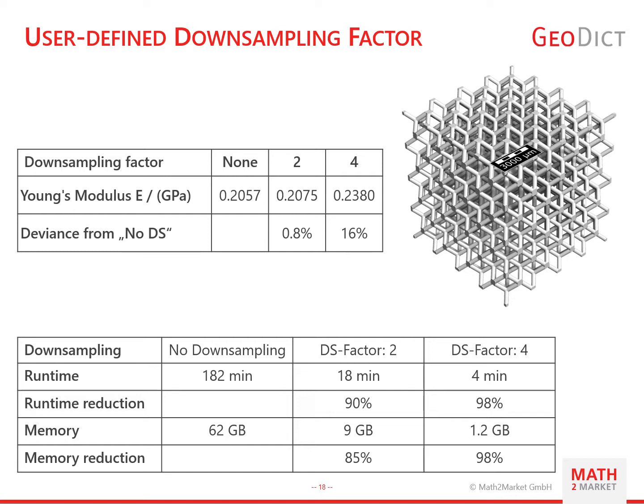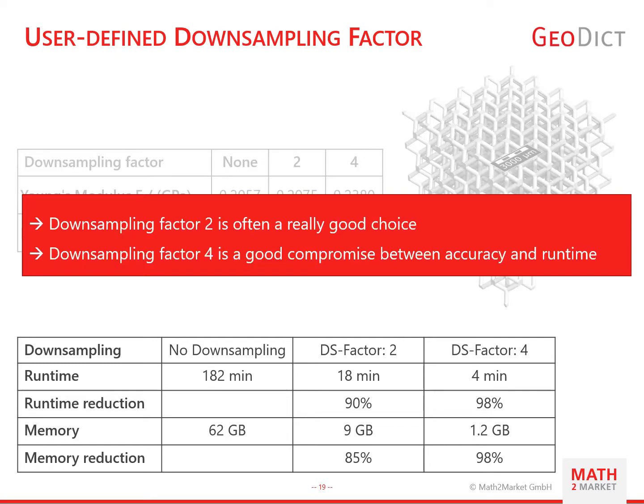Just grab a coffee and when you come back, you can look at the results. Moreover, downsampling significantly reduces the memory consumption, by 85% for a downsampling factor of 2 and by 98% for a downsampling factor of 4. Those results show that a downsampling factor of 2 is often a really good choice.